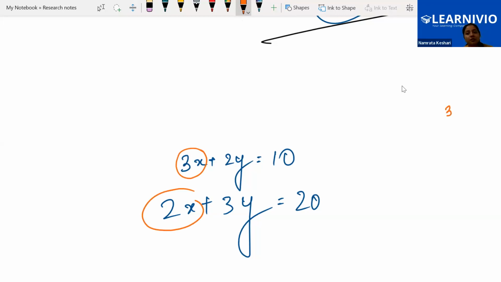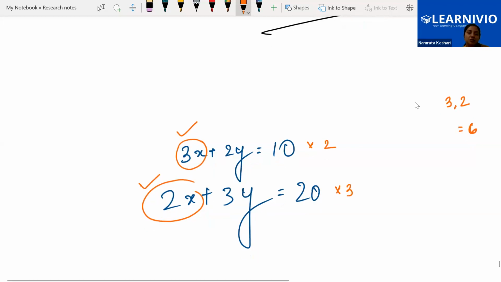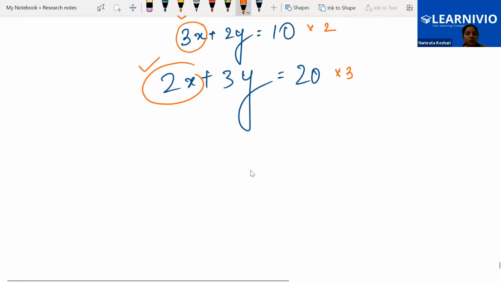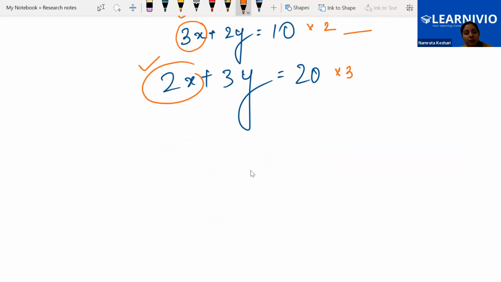What is the LCM of 3 and 2? 6, right? We will try making it 6. We will multiply this equation by 2, and we will multiply this equation by 3. More effort we have to give, and that is the only way when we are supposed to use the elimination method, because the other one also requires the same effort. So either way we can do it. If we multiply equation 1 by 2 and equation 2 by 3, what will we get?